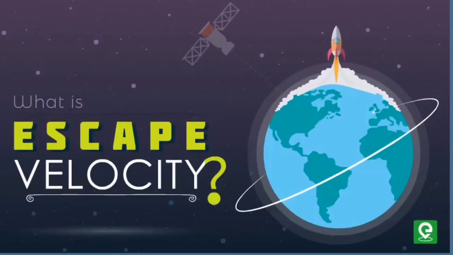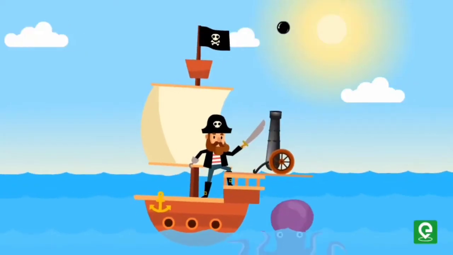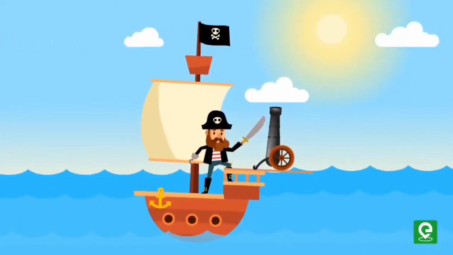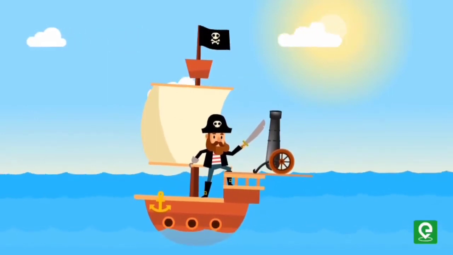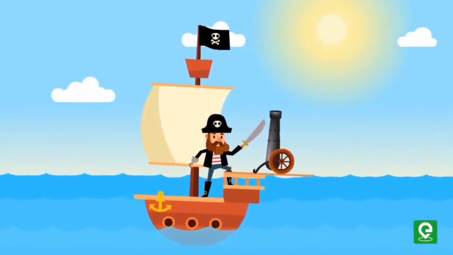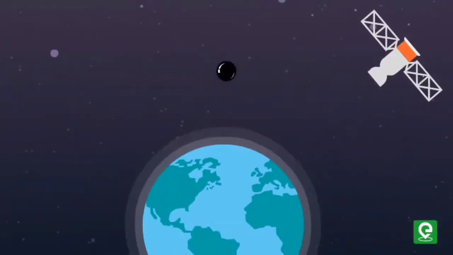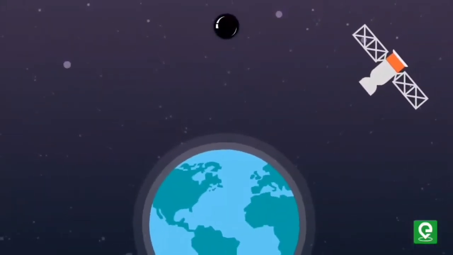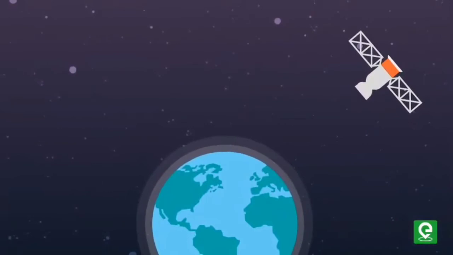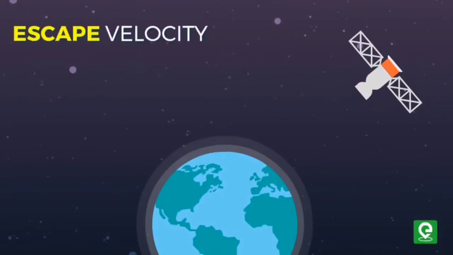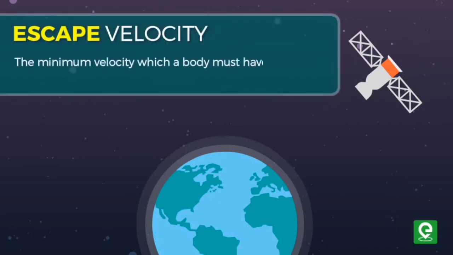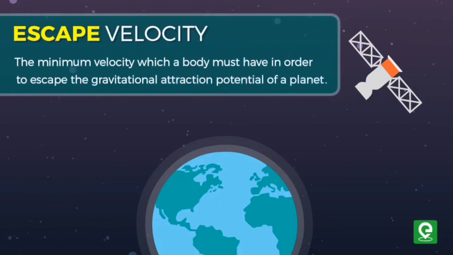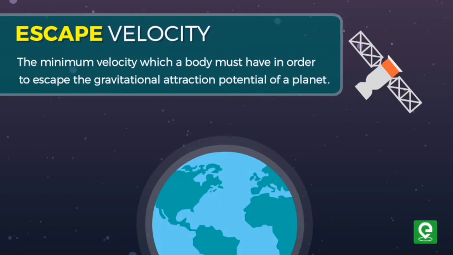Escape velocity. Imagine a cannon shooting upwards in the sky. You will notice that it goes up to a certain height and falls. Let's try again, one more time, but with a lot more power. If somehow we can manage to shoot the cannon with very high velocity so that the body escapes Earth's gravity, then this velocity is known as escape velocity. Or in other words, the minimum velocity which a body must have in order to escape the gravitational attraction potential of a planet is known as escape velocity.